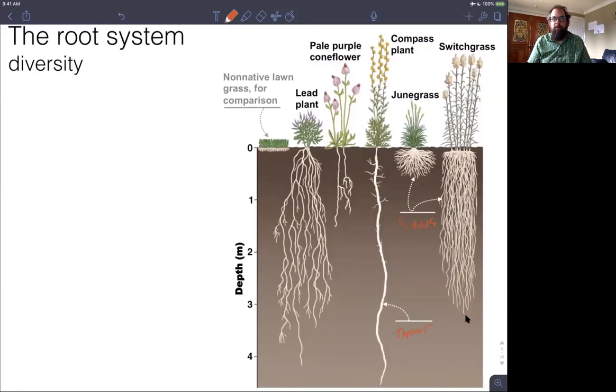And so what we see is that the root system diversity in this example of these prairie plants is enabling many different species to live together without directly competing for the same resources. And so this diversity actually reduces competition for those limited resources in the soil.